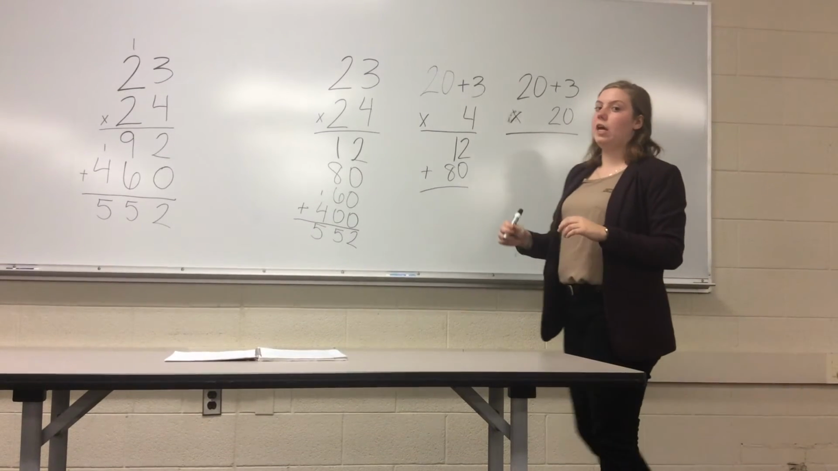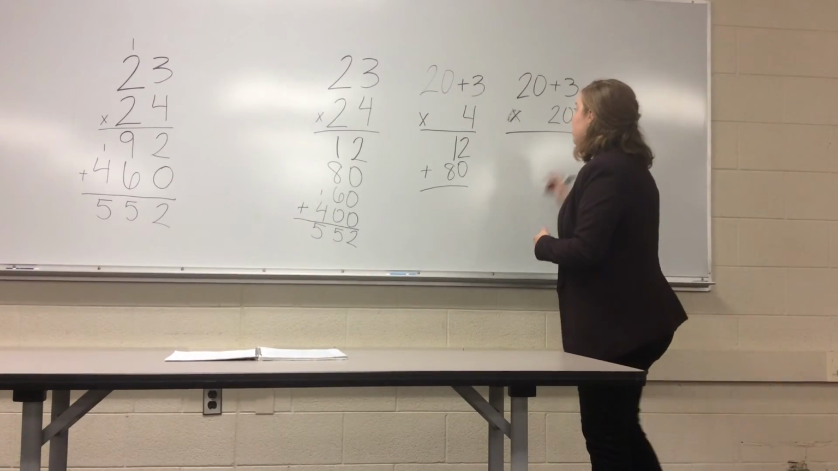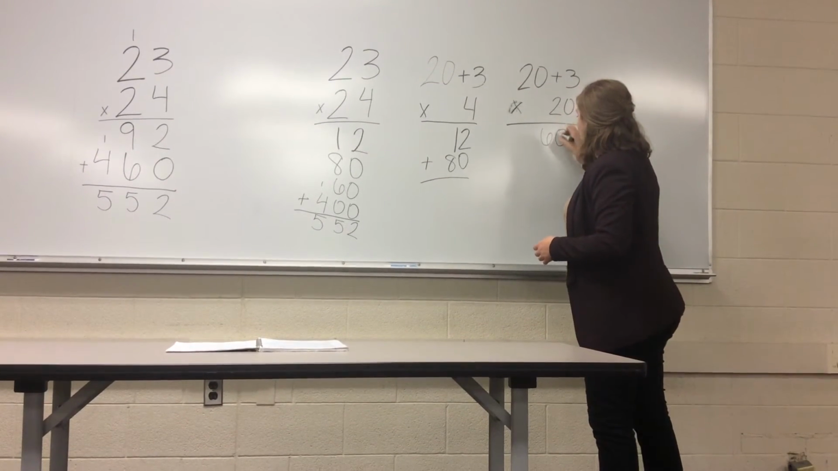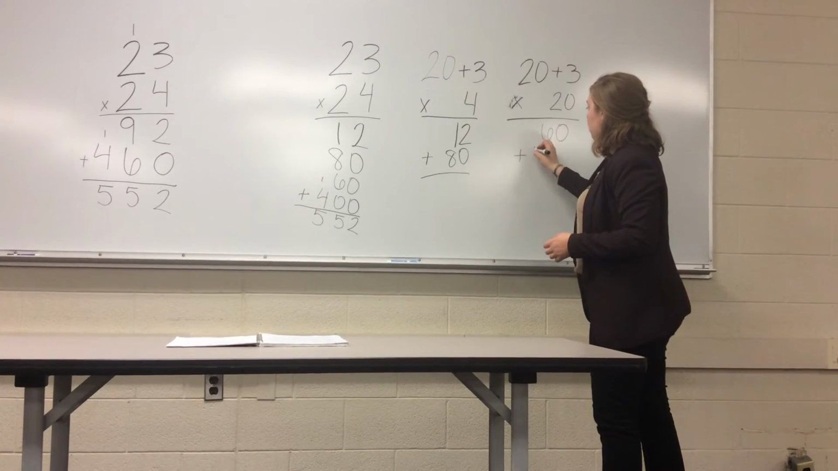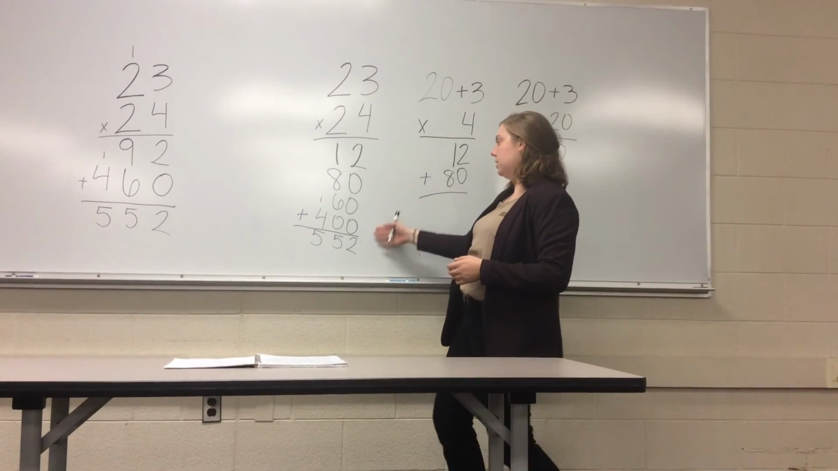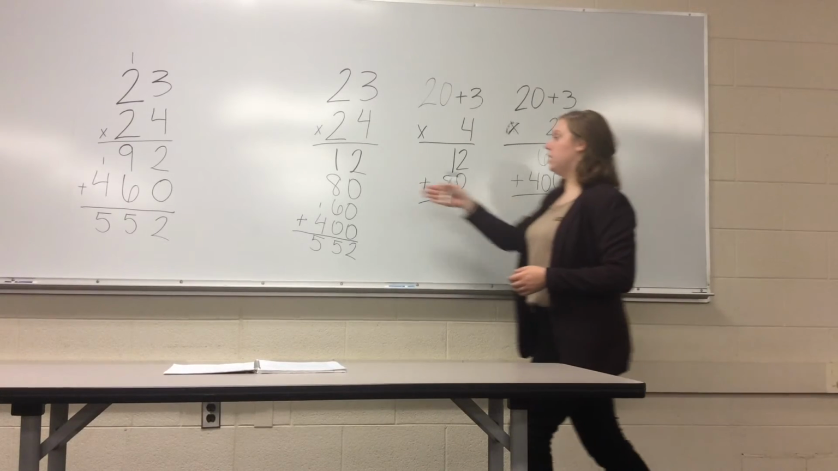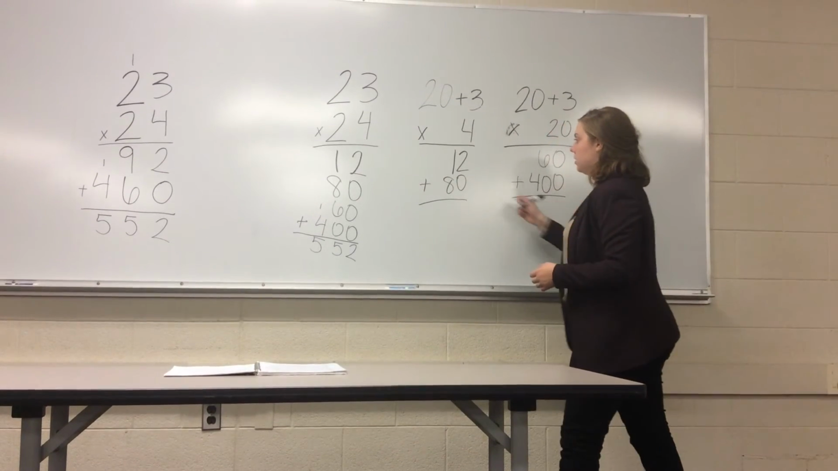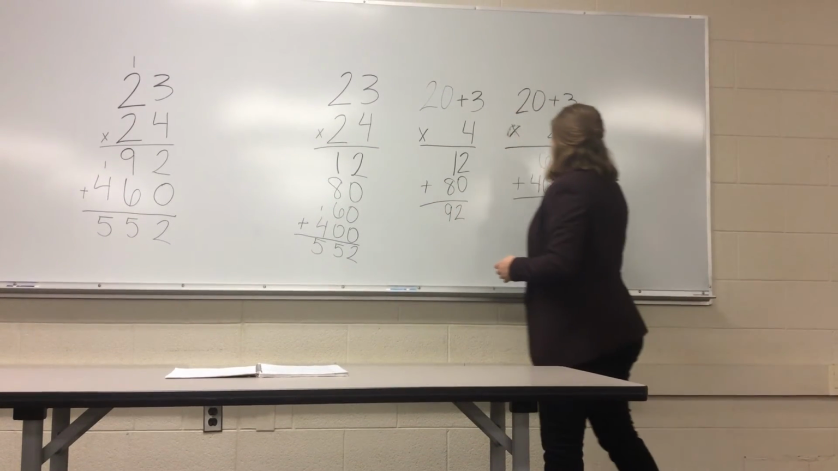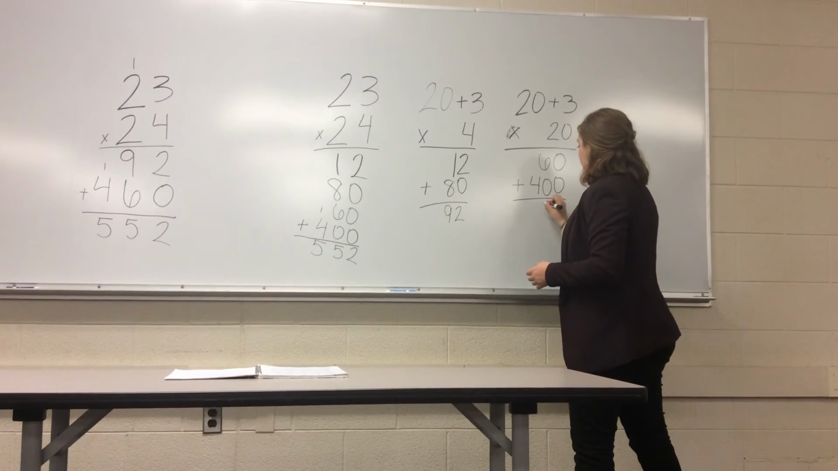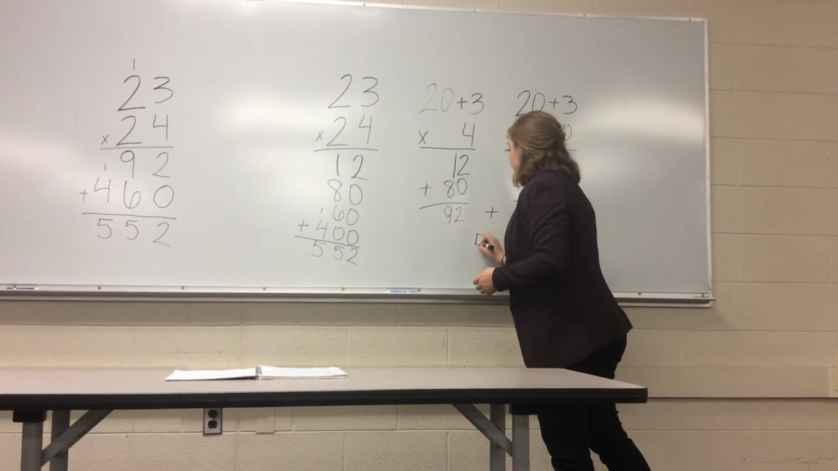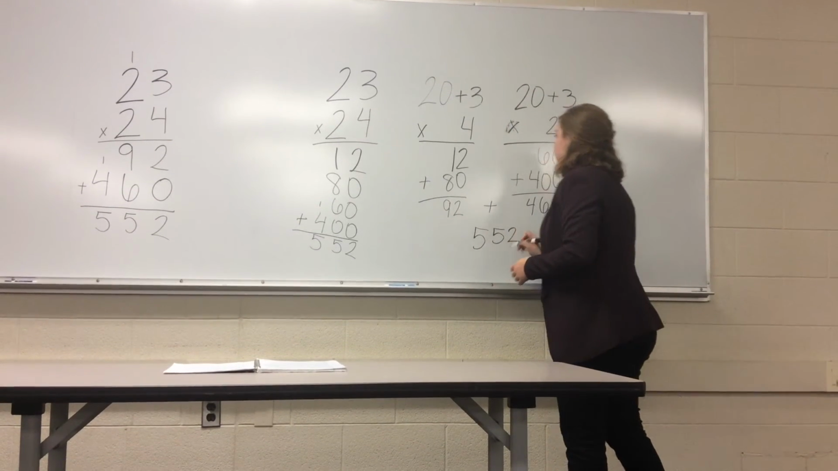So instead of thinking of it again as multiplying by a 2-digit number, we're just going to take the 20 as a whole. So 20 times 3 is 60, plus 20 times 20, which is 400. And again, we get all of these numbers, which are the same, and you can see exactly where they came from. So 12 plus 80 is 92, and 60 plus 400 is 460. So then, once again, you add these up, and your answer is 552.